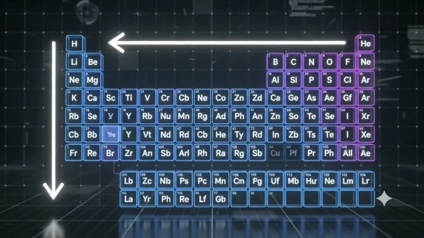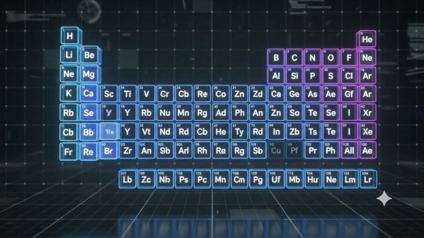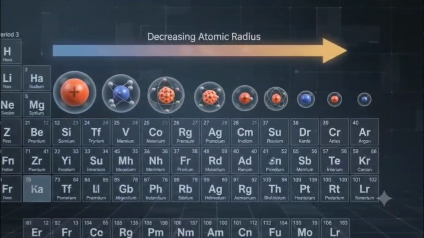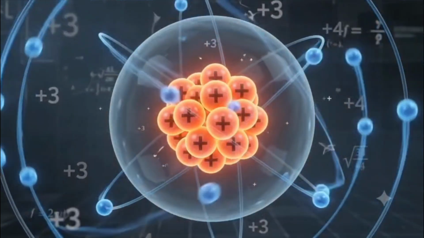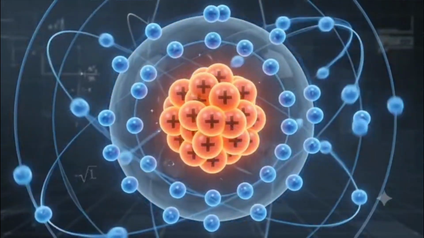Now comes the important part. How does atomic radius change in the periodic table? From left to right across a period, atomic radius generally decreases. As we move across, the number of protons increases, so the positive charge of the nucleus increases.